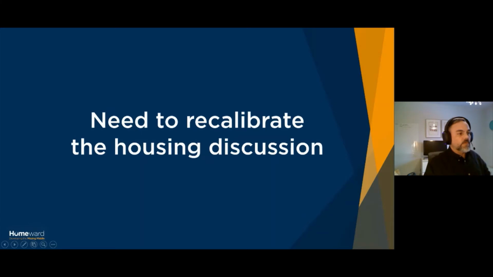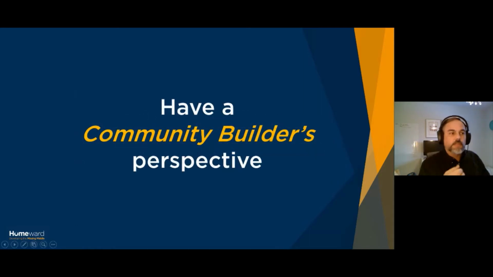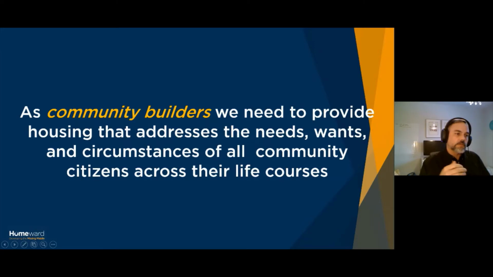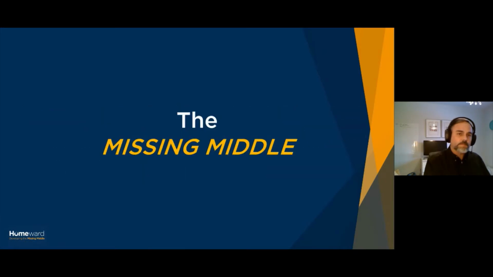But before we begin, I think we need to recalibrate the overall housing discussion. And the reason I say that is that I suggest that we collectively should have a community builder's perspective, right? And by that I mean that as community builders, we need to provide housing that addresses the needs, the wants, and the circumstances of all community citizens across their life courses, right? We need to make sure that we have a robust system of providing housing for all people's needs. And a big part of that is the missing middle. Again, in small urban centers and rural communities, that looks different than some of the conversation we might have about missing middle in more urban areas.